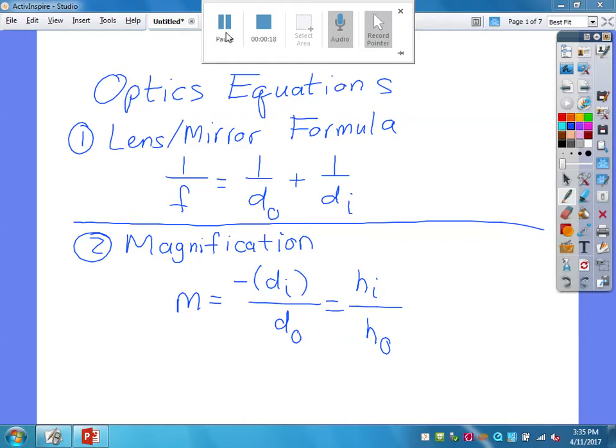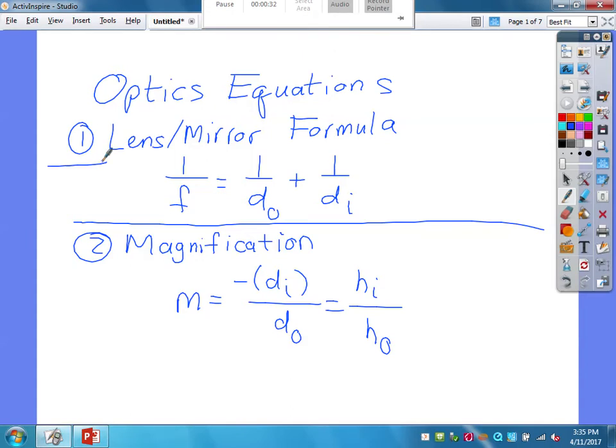So we need to obviously introduce the two equations. There are two equations that will be used for optics. These are the same equations used for mirrors and lenses. So there's only these two equations that you're going to be using during this particular unit. You can see at the top one here I have the lens mirror formula. And you can see it's 1 over f equals 1 over the object distance plus 1 over the image distance.